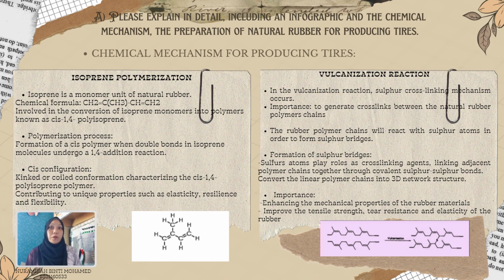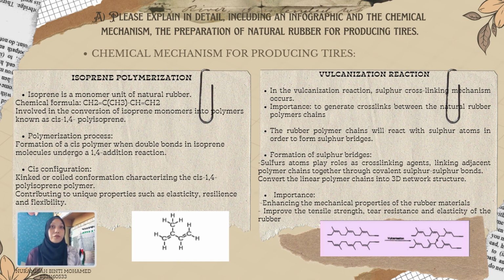So basically, it will involve the conversion of isoprene monomer into polymer known as cis-1,4 polyisoprene. To be general, the polymerization process is a formation of cis polymer when the double bond in the isoprene molecule undergoes a 1,4 addition reaction. So it will change into cis configuration, whereby it has a kinked or coiled conformation. The cis-1,4 polyisoprene polymer contributes to its unique properties such as elasticity, resilience, and flexibility.